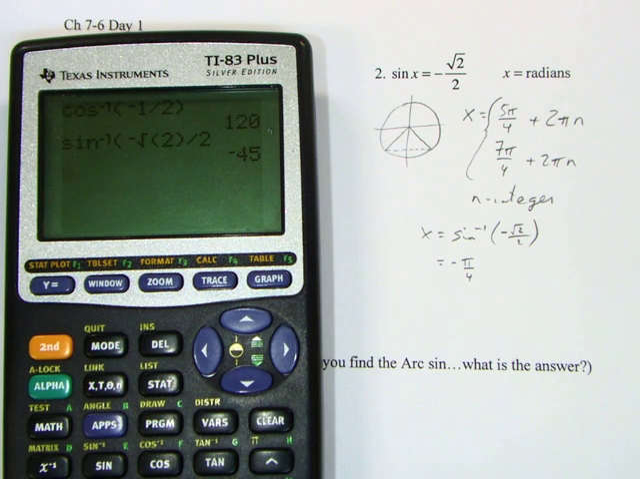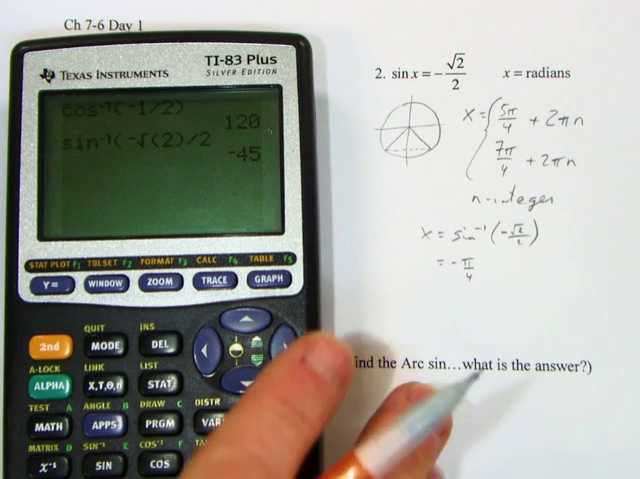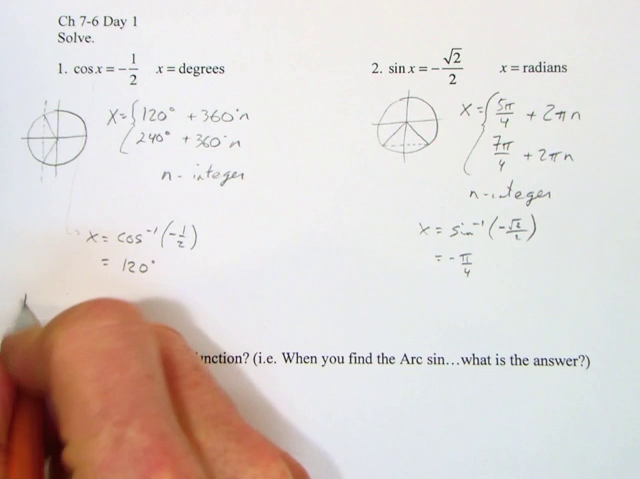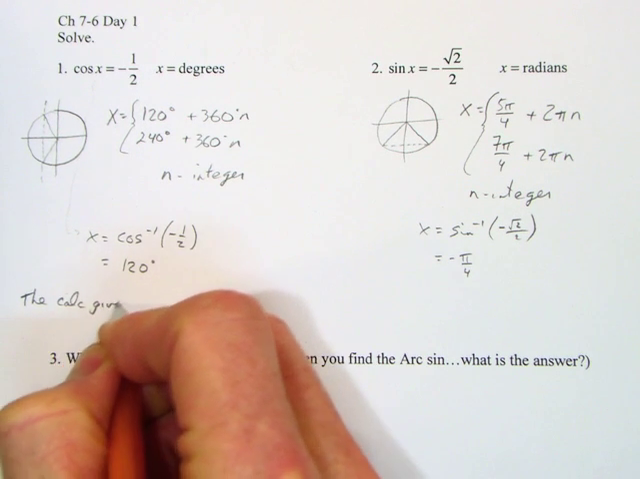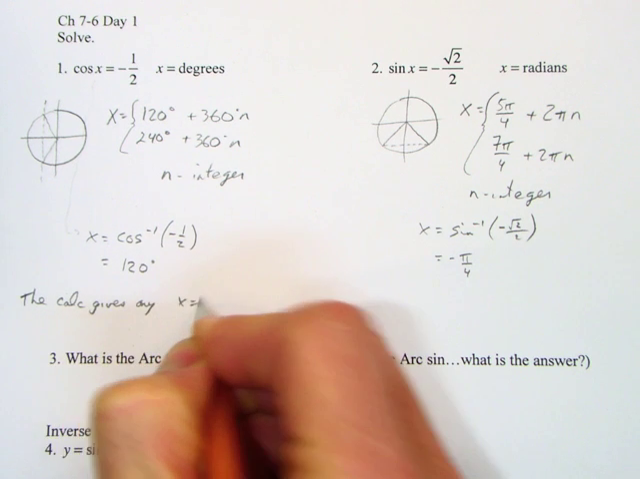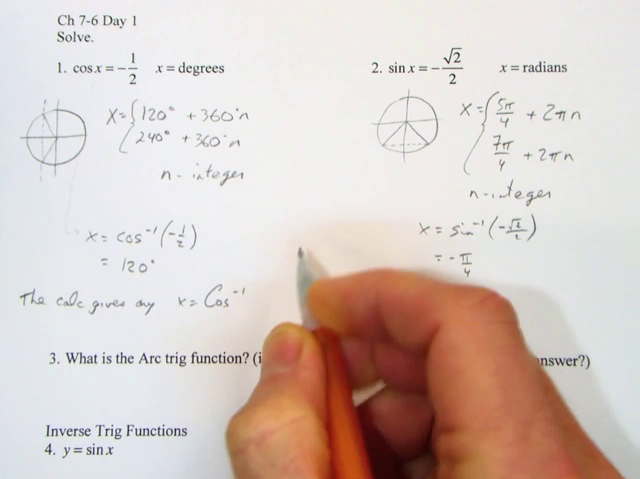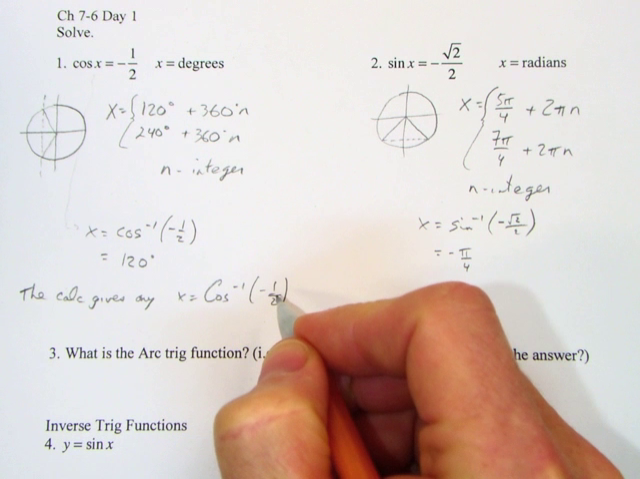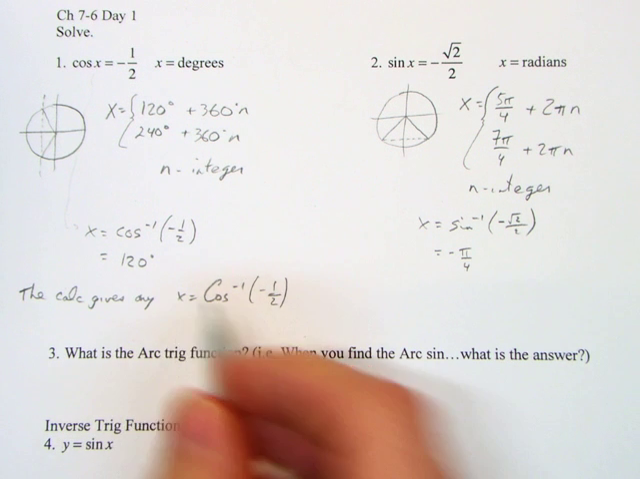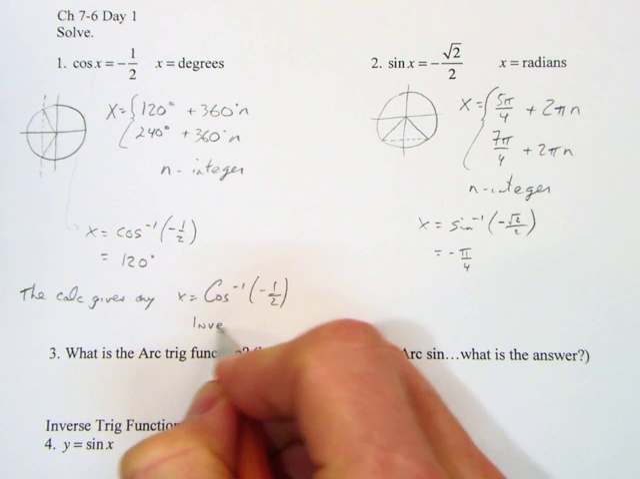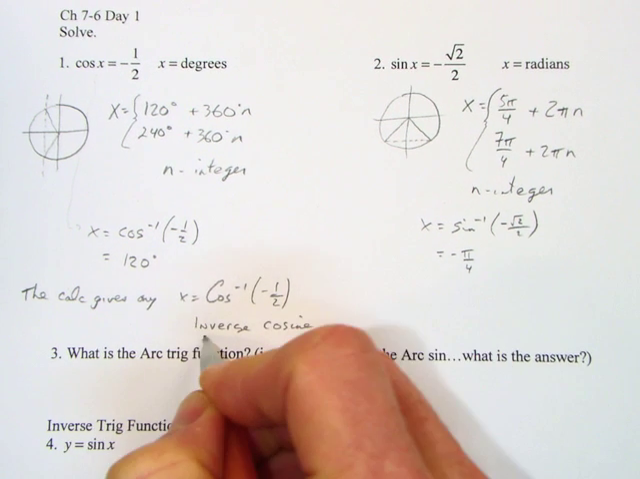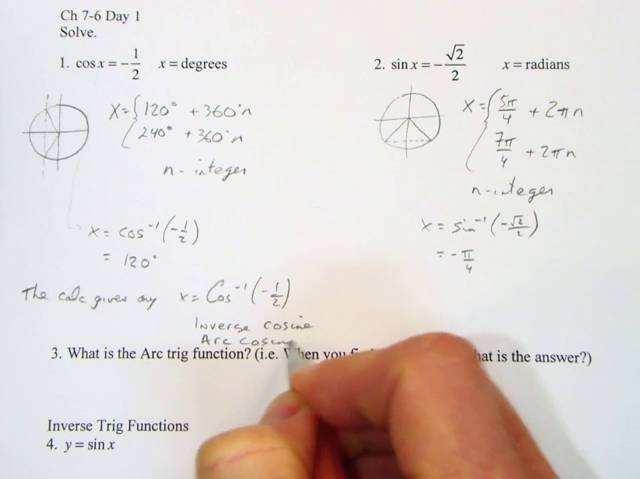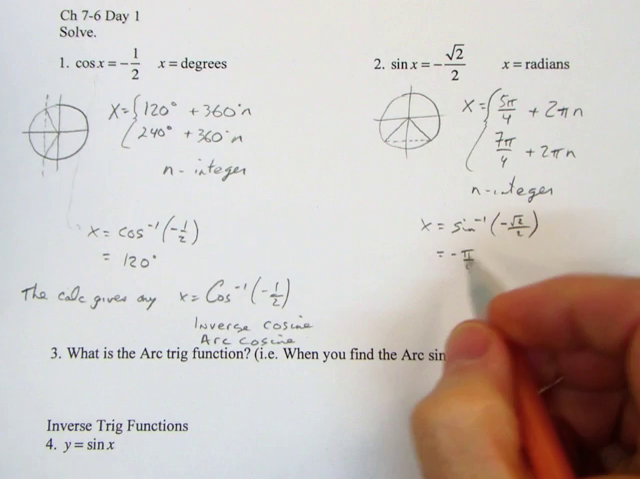The calculator is only giving one answer. What the calculator is doing, and what the notation our book is going to use, is that the calculator gives only x equals capital inverse cosine of -1/2. This is saying the function inverse cosine. The way you would say it is inverse cosine. You can also say arc cosine. I'll use both, and both are good.